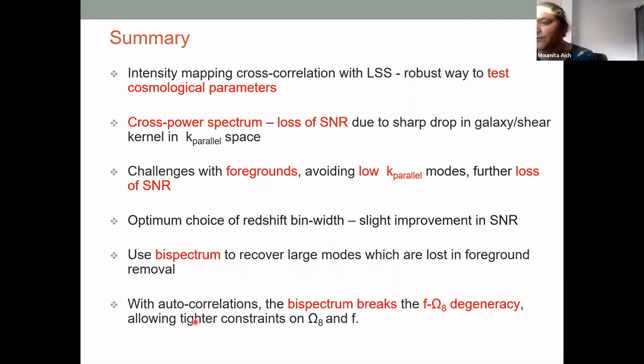And when you combine the autocorrelations with the bispectrum, they help in breaking the degeneracy of cosmological parameters, for example, the F sigma 8 degeneracy, and you can get much tighter constraints on sigma 8 and F. Right, so that is it.